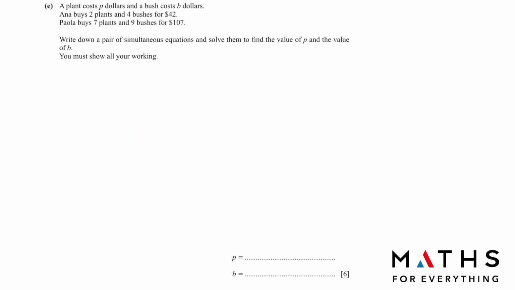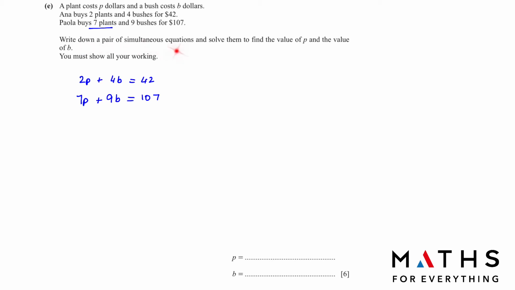Question number E. It's a 6-mark question. A plant costs P dollars and a bush costs B dollars. Anna buys 2 plants and 4 bushes. So our plant is P, so 2P, and bush is B, so 4B is equal to 42. That's our first equation. Paula buys 7 plants, so 7P plus 9 bushes, 9B, is equal to 107.